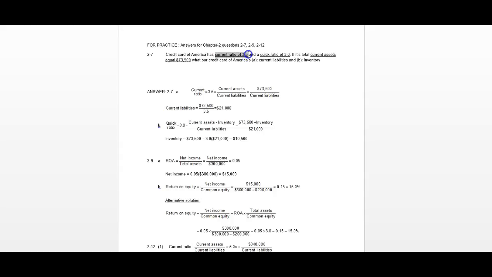So the current ratio is 3.5, so we know the current ratio. We know the quick ratio is 3.0, and we know the current assets, which is equal to 73,500. The first thing you would do is look at the ratio formulas shown over here: the current ratio is current assets divided by current liability, and the quick ratio is current assets minus inventory divided by current liability.